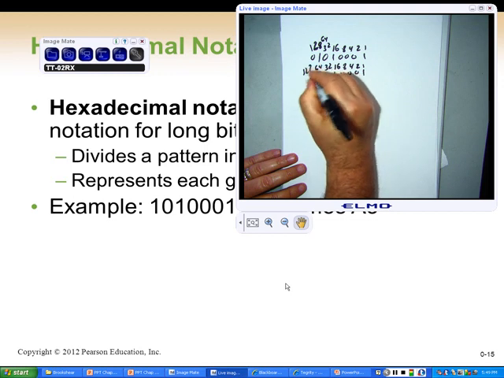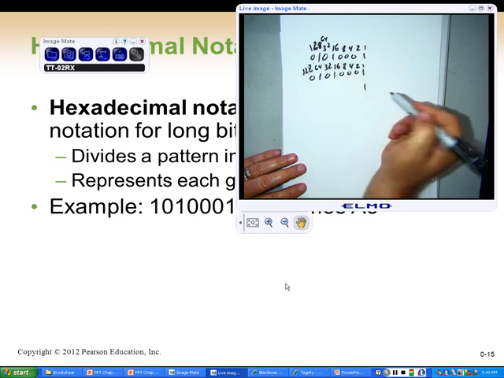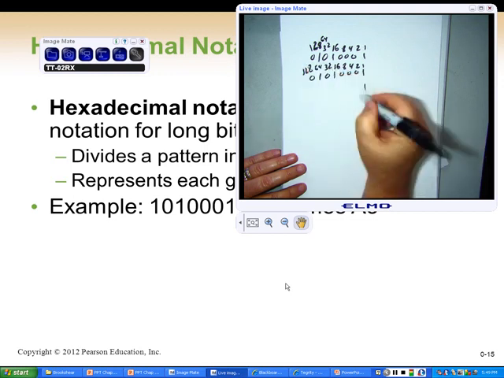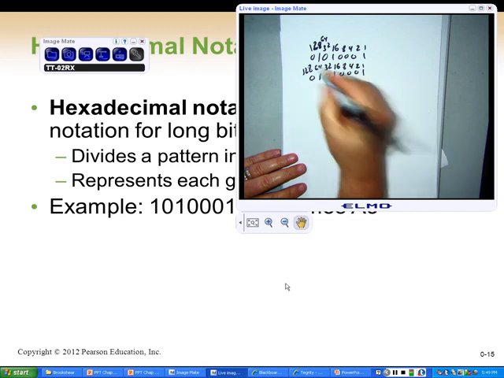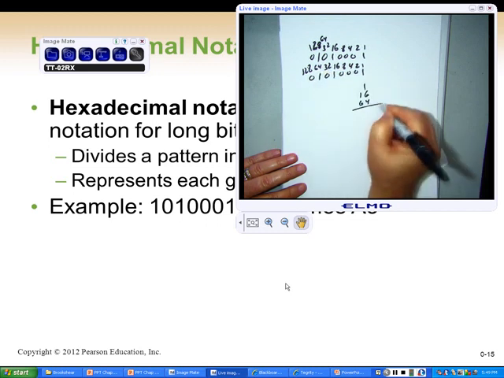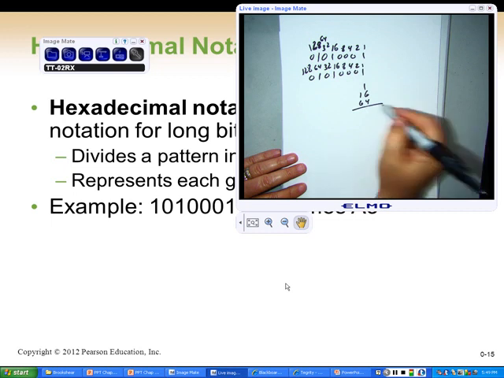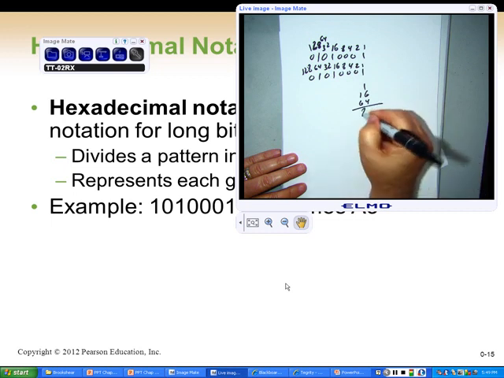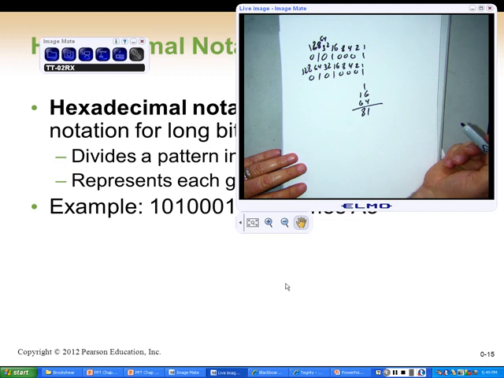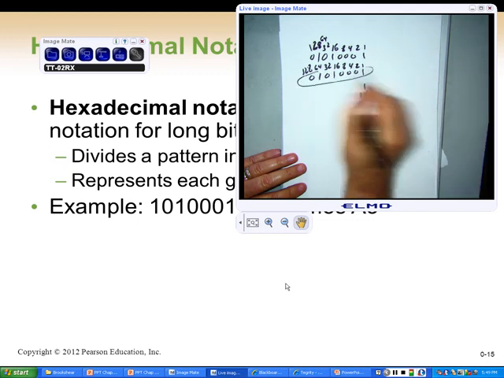So 1 times 1 is going to give me 1. 16 times 1 is going to give me 16. 64 times 1 is going to give me 64. If I add these things together, it's 81. Thank you. So this one in binary is going to give me 81 in decimal.